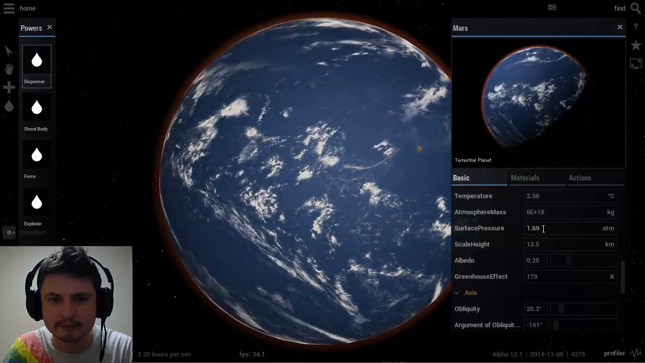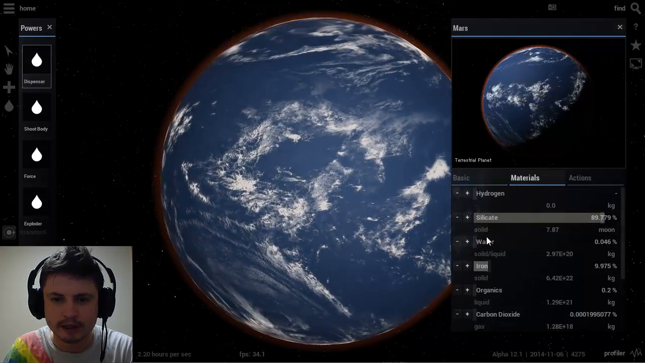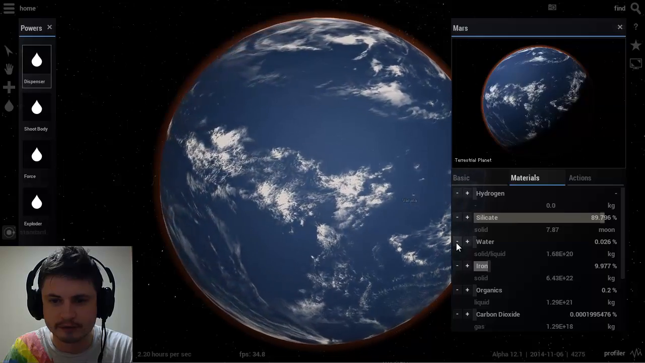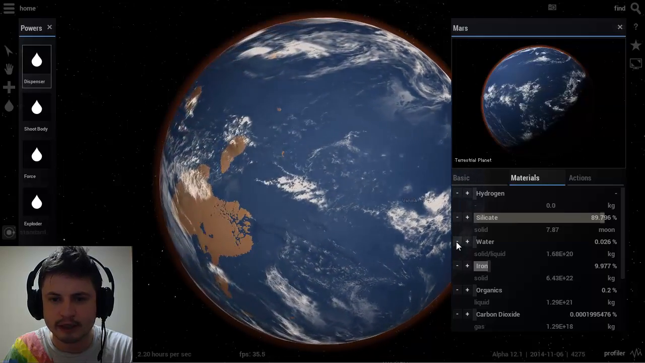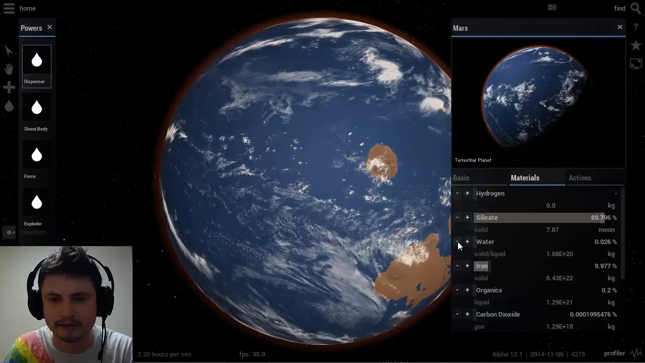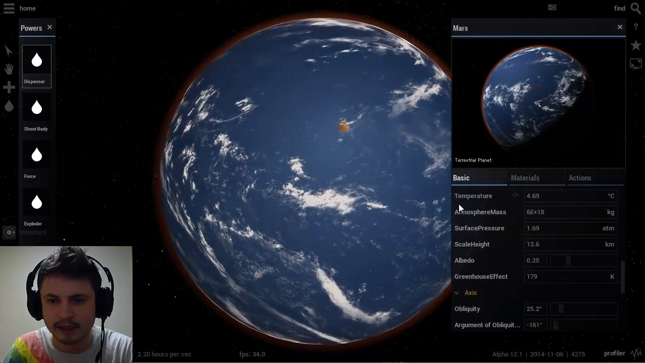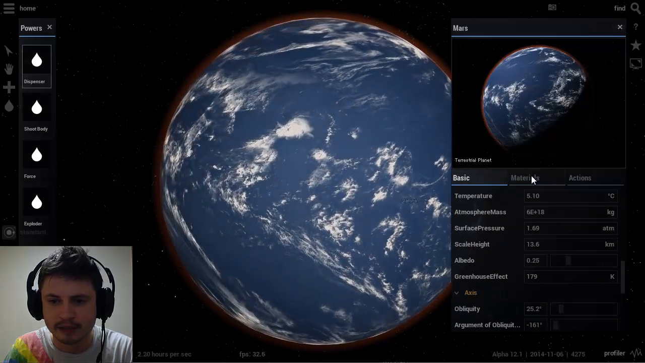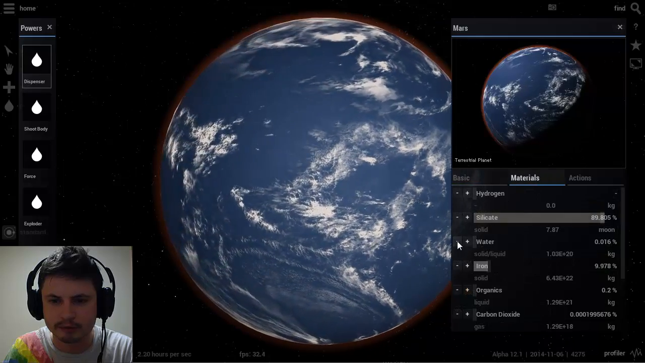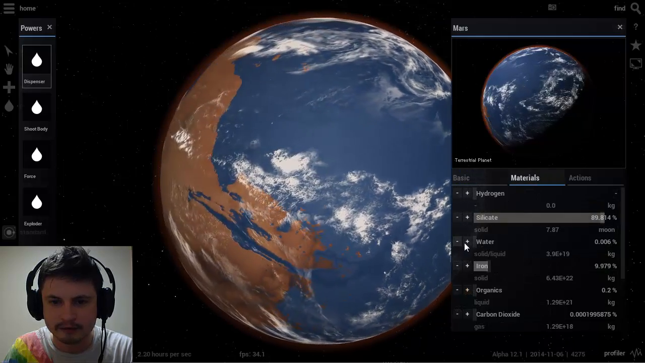We have slightly higher atmosphere, but actually that's not a problem for us as a species, because humans can easily live at high pressures. We can't live at low pressures, but we can easily live at high pressures. The temperature is getting warmer, so I'm not sure how high it will go, but we'll see in a second. But give us some more land.